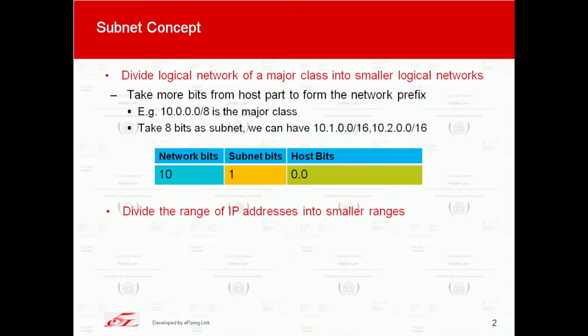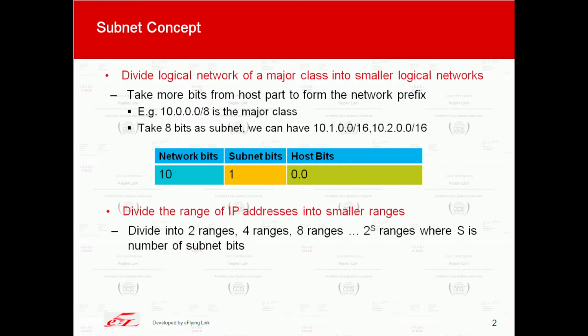If we take 1 bit, as 1 bit can only vary from 0 to 1, we get 2 ranges. If we use 2 bits, that is 4. 3 bits is 8, and so on. Actually, it's 2 to the power s small ranges we get, where s is the number of subnet bits.